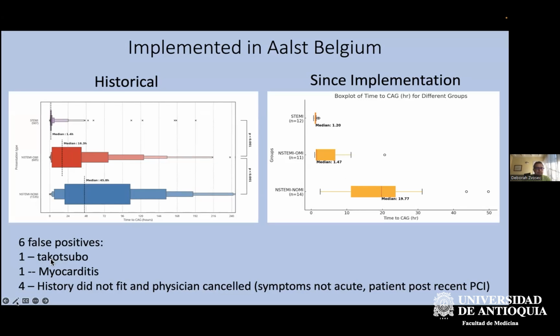There were 6 false positives. 1 was Takotsubo, 1 was myocarditis, and for 4, the history did not fit and the physician canceled. The symptoms were not acute, and one patient was post-recent PCI.